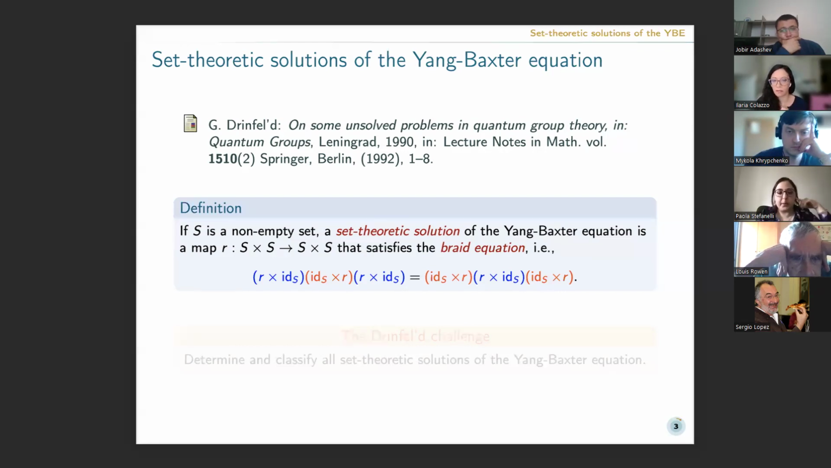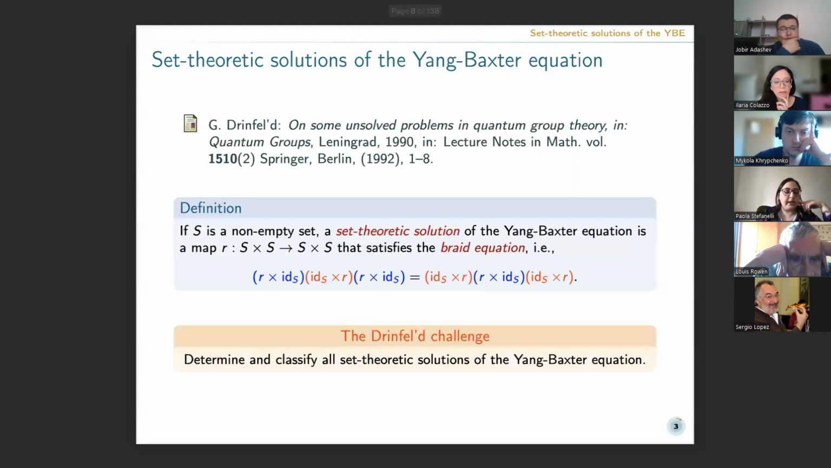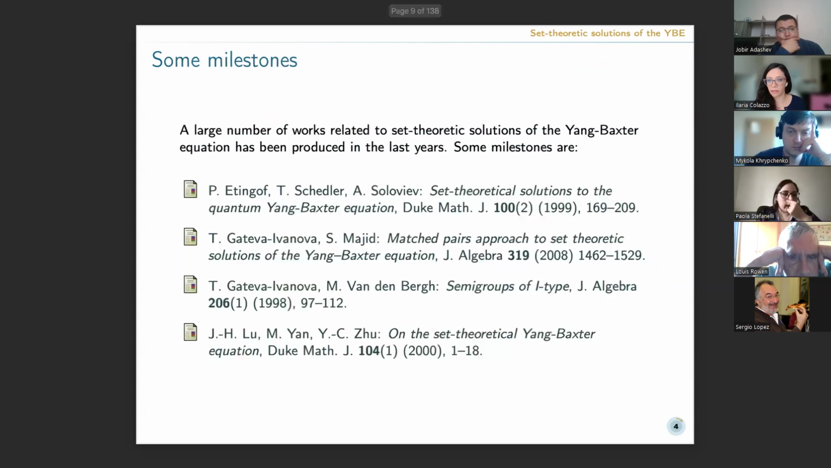this identity. I'd like to underline that in this paper, Drinfeld only wrote that maybe it could be interesting to study these solutions, but after that, a lot of mathematicians drew their attention to this interesting topic. And so they started to deal with this challenging problem of determining, classifying all set-theoretic solutions of the Yang-Baxter equation.